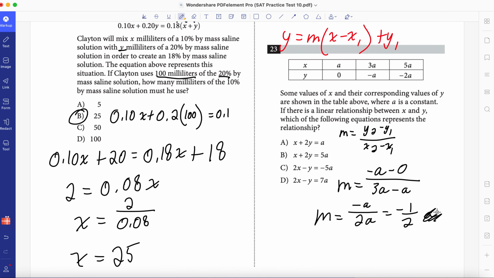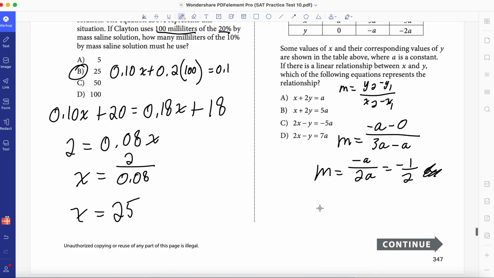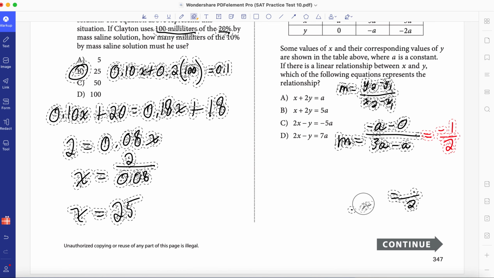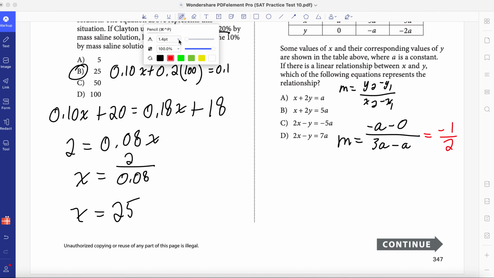So 3a minus a, that should get us negative 1/2, and then these a's actually cancel, sorry. Because up here we can write this as negative 1 times a over 2 times a. These a's would cancel. This would just get us negative 1/2. So we know that the slope is going to equal negative 1/2. And then now we would just plug that into the point slope form by choosing a point.